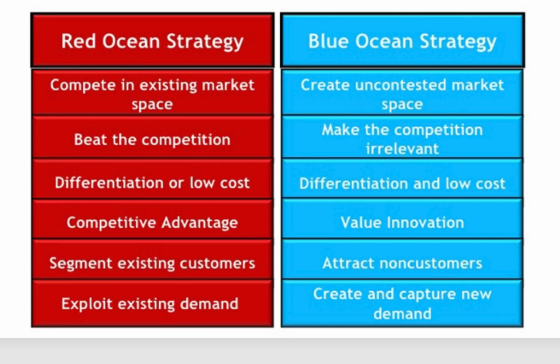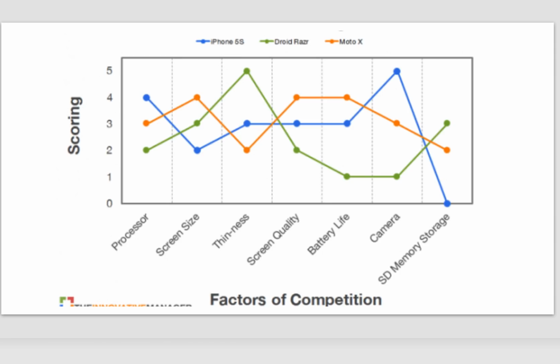And the main map that the authors have put together, the main tool, is what they refer to as a strategy canvas. And a strategy canvas looks like this. It basically pits your product or your company against your top competitors on the factors that you are going to identify as the most important things for that industry.